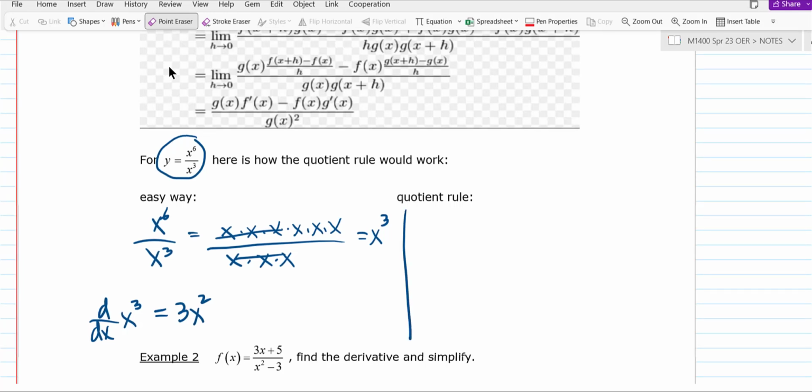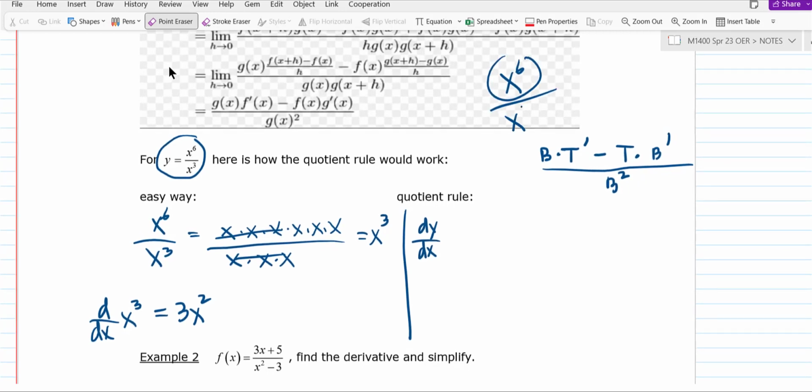To begin with, I'd recommend that you just write this down in symbols. B times t prime minus t times b prime all over b squared. Okay, where I'm just kind of thinking bottom and top like this. Okay, so we're going to do this basically kind of like this. So I've got x to the 6th is the top, x to the 3rd is the bottom. So let me show you what happens if you were to do the quotient rule.